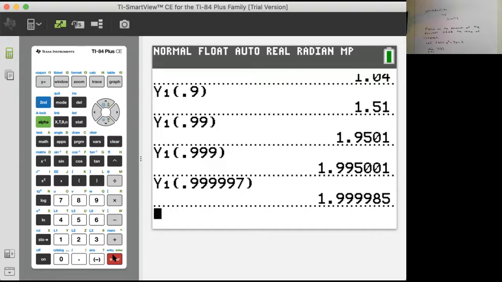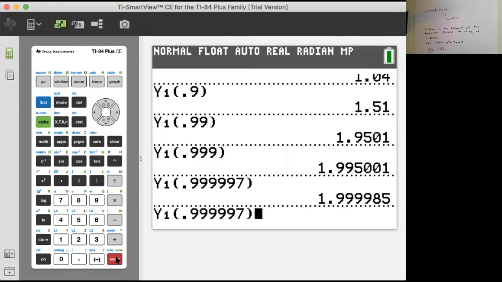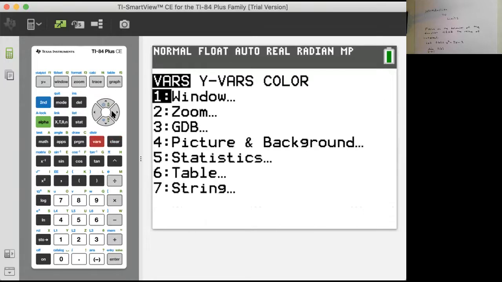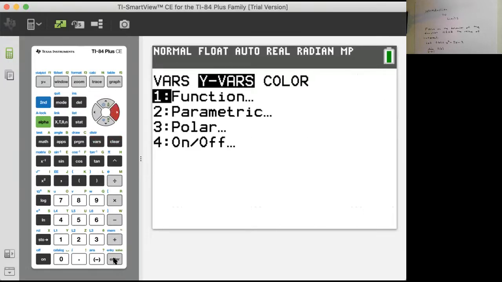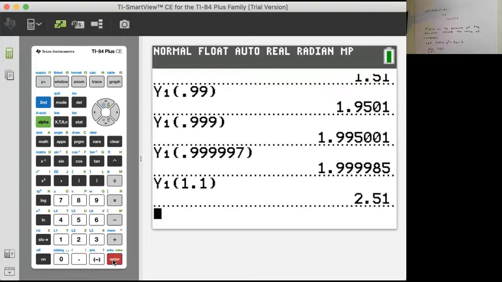But we've only chosen numbers less than 1. Notice 0.9, 0.99, 0.999, 0.9999997. That's not enough. You've actually got to choose numbers on both sides. So I could also choose 1.1. Oops, I'll just go ahead and type it in again. Vars, y vars, function of 1.1. That's pretty close to 1. Do I get a number fairly close to 2? Maybe.